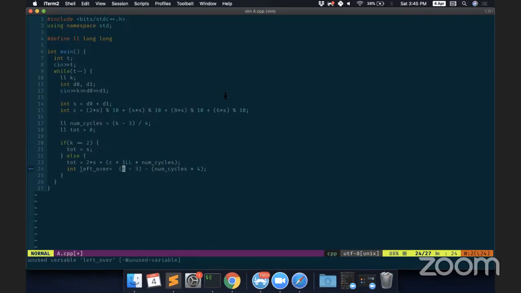When should we use long and when long long? Okay, generally I would recommend never to use long. Just don't use long. That's the simple case. Either use an integer or a long long. That's it.